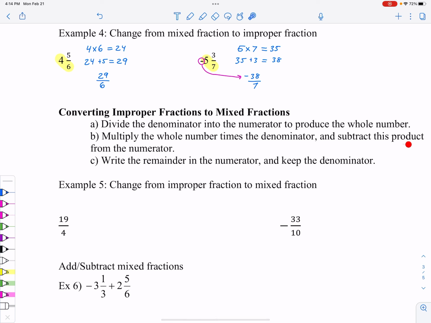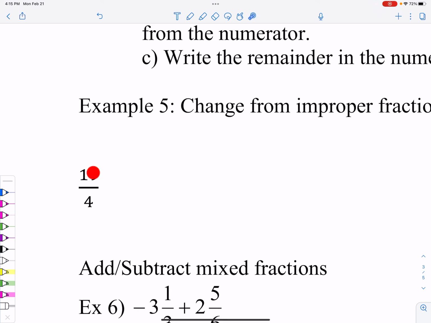Okay, let's try it out. So this is telling us 19 divided by 4. That's the first thing I'm going to do. 19 divided by 4, and that's going to give us 4 and a decimal. So 4.75, and so on. We don't actually care what this decimal is. All we care about is the 4.